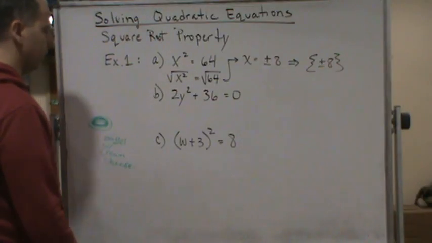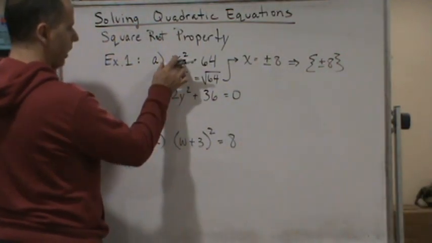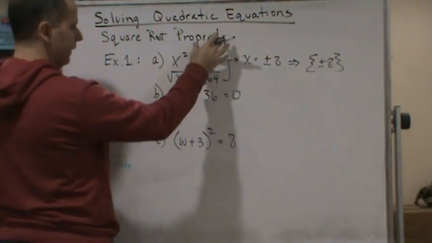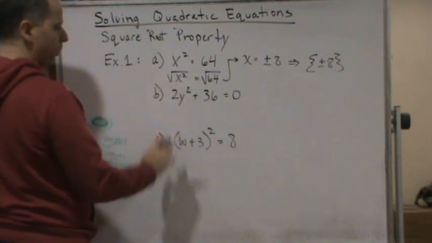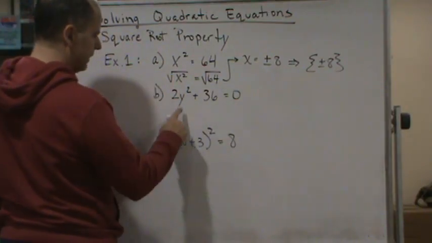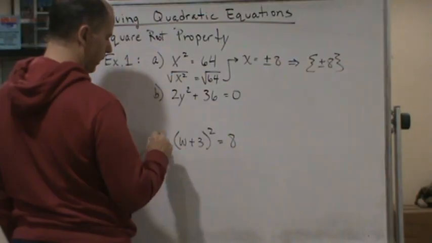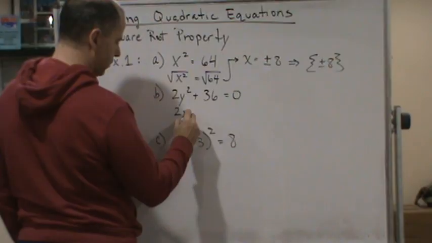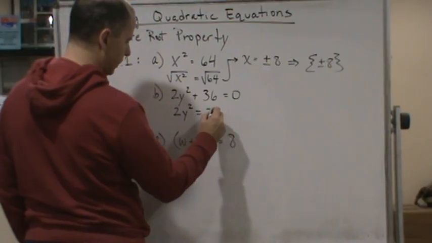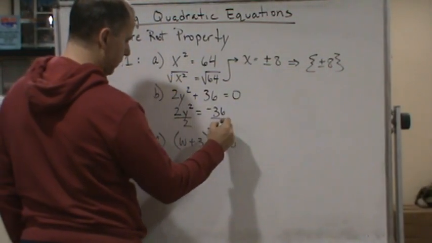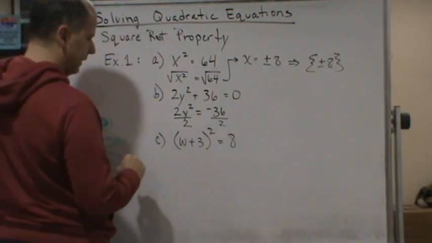Now in this case here, what we want to do is we want to get a square on one side, and the other side doesn't matter, but we want to get the squared variable by itself, right? So we can use the square root property. Okay, so in this case here, I'm going to solve for y squared. So if I subtract 36 from both sides, I get 2y squared equals negative 36. And then if I divide both sides by 2, I get what?